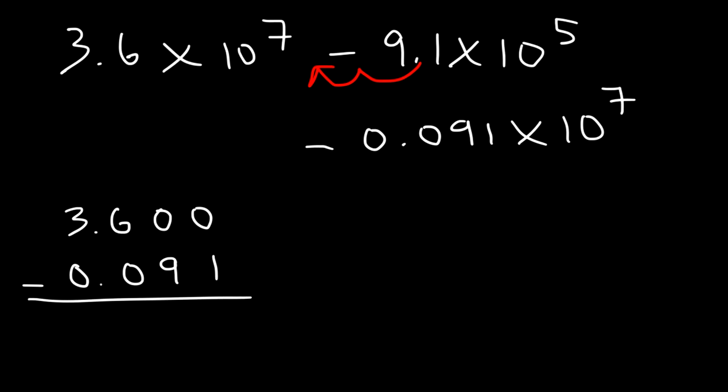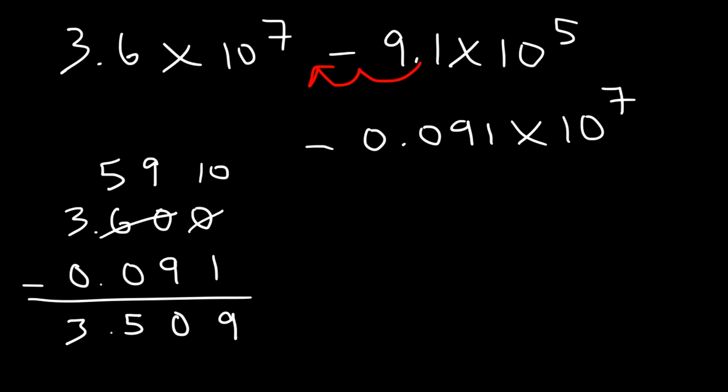So 0 minus 1 is negative, so we need to borrow 1. We can't borrow a 1 from this 0. So what we're going to do is borrow a 1 from 60. If we take away 1 from 60, this is going to change to 59. And this is going to become 10. 10 minus 1 is 9. 9 minus 9 is 0. 5 minus 0 is 5. And so it's going to be 3.509.